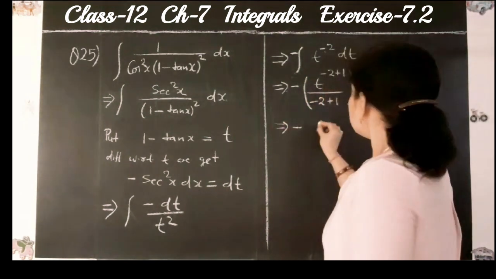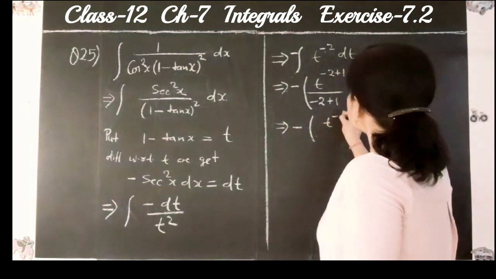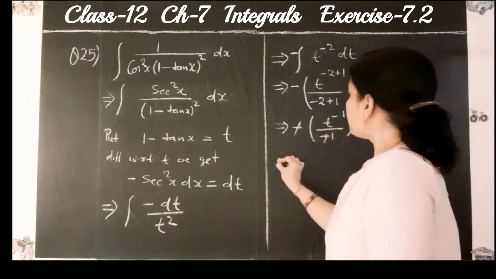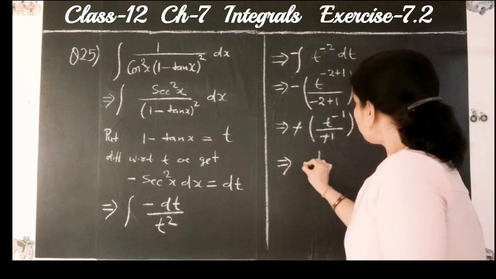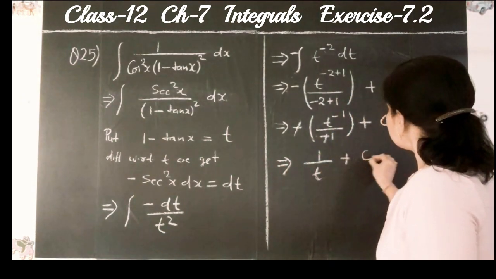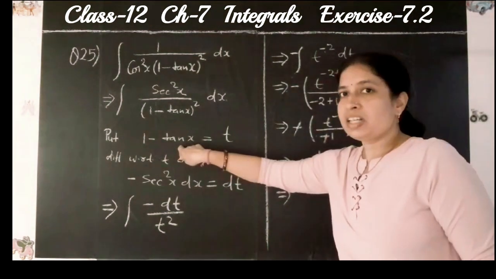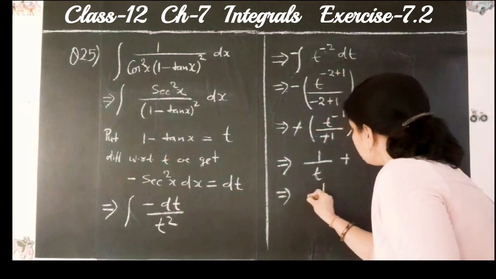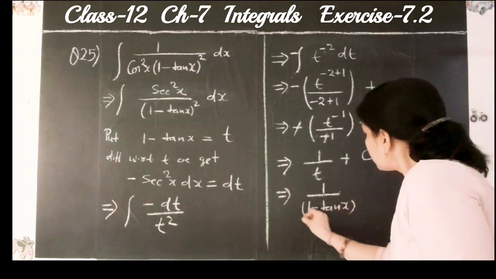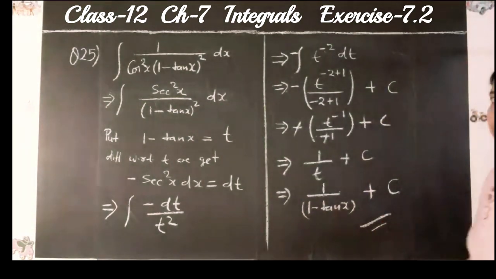Write here minus t to the power minus 2 plus 1 will be t to the power minus 1 divided by minus 1 plus constant c. Minus and minus become plus. So it will be 1 by t to the power minus 1 will be 1 by t plus constant c. Then put the value of t. T is equal to 1 minus tan x. So it will be 1 by 1 minus tan x. And write this constant as it is. So this is your answer.